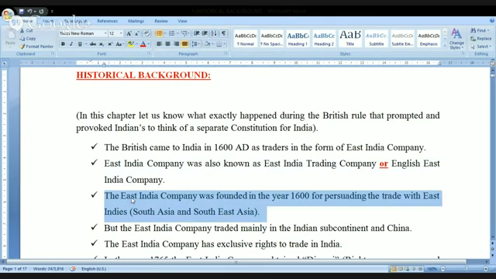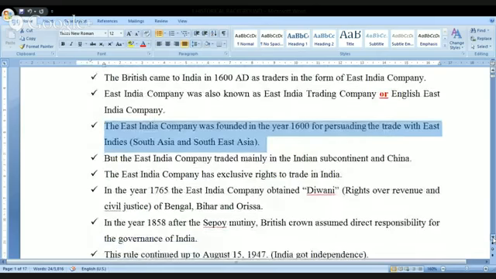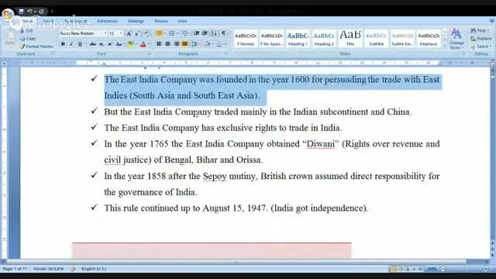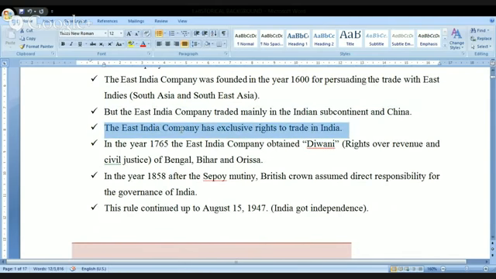Now, the East India Company was founded in the year 1600 for pursuing trade with the East Indies. You can just have a look at this. That is nothing but South Asia and Southeast Asia. So that is the basic purpose for which it was founded. But the East India Company traded mainly in the Indian subcontinent and China. Next, the East India Company had the exclusive rights to trade in India.